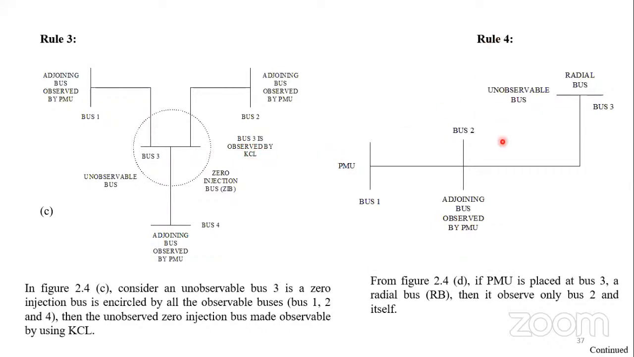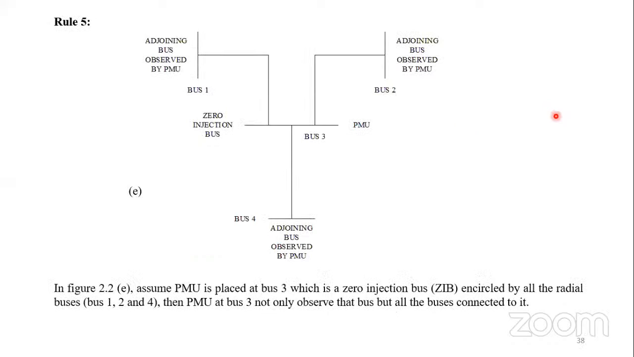Now rule number 4 goes to the radial bus. Suppose PMU is installed at bus number 1. Only bus 1 is PMU equipped, it will monitor bus number 2, but it will not observe the radial buses. So again we can observe these radial buses by using the KCL. And this is rule number 5: if it is a zero injection bus and there is a maximum number of connections at this bus, then we can install PMU here. We can also monitor all the buses connected to the zero injection bus with the help of PMU.